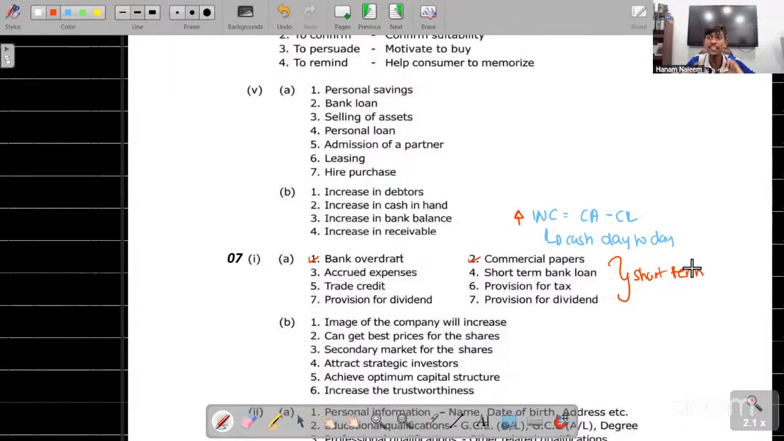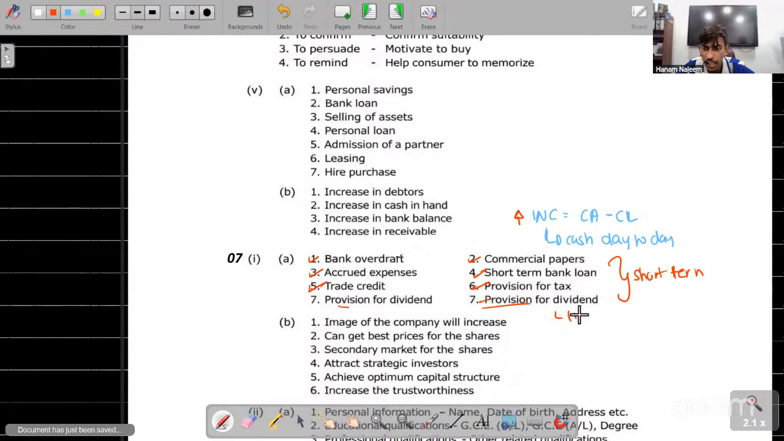What are the ways we can get money in the short term? Okay, accrued expenses. If you don't pay expenses, your cash is saved. That is also an increase in working capital. Then bank loan, trade creditors, provisions. Provisions means you record an expense, but your money doesn't go out. Your money is saved. So in this question, they're asking how you can increase the working capital of the business. Working capital increases when you get money. Okay, what are the short-term ways we can get money?